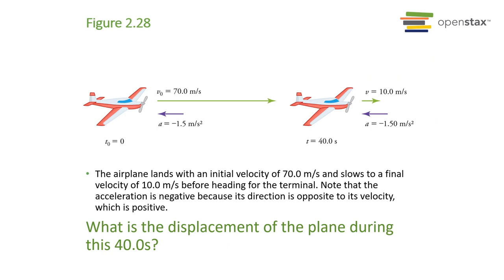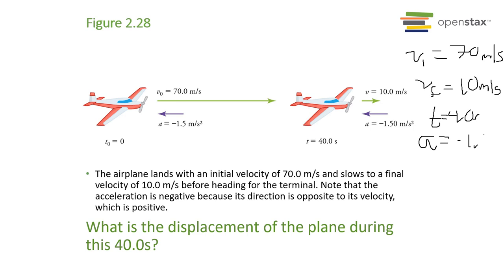Here is an example of an airplane with initial velocity, final velocity approaching the terminal, and we want to know the displacement. So let's write our variables. We know the initial velocity, 70 meters per second. Our final velocity is only 10 meters per second. The time frame involved is 40 seconds, and our acceleration is negative 1.5 meters per second squared.